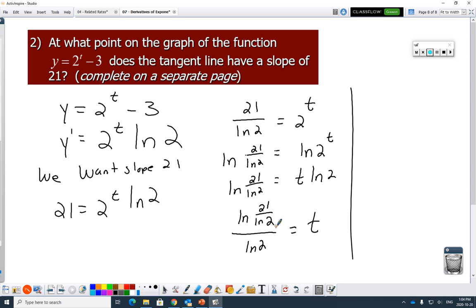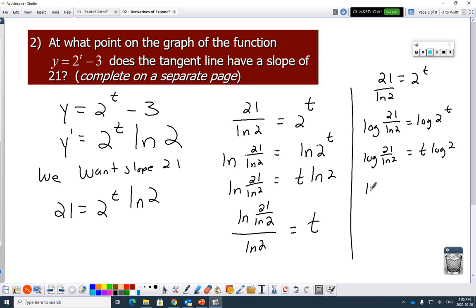The way I taught this in here, 21 equals 2 to the t, 21 over ln 2 equals 2 to the t. The way I taught this in advanced functions, at that point, our favorite log was just log base 10, because it was on everybody's calculator. So we would have just logged both sides, and you would have ended up with this, and your final move would have been that.